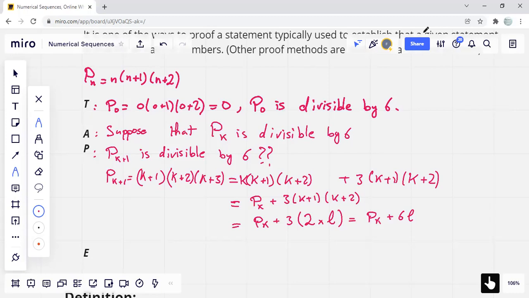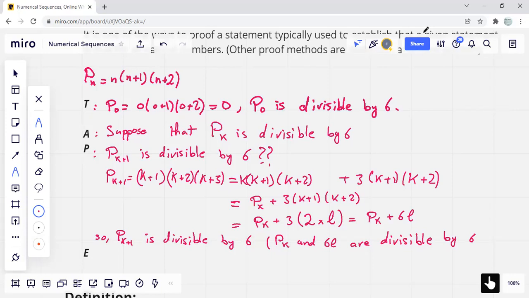Okay, so pk plus 1 is divisible by 6. The reason that pk and 6L are divisible by 6: 6L because it's 6 times an integer, and pk because from the assumption it is divisible by 6.